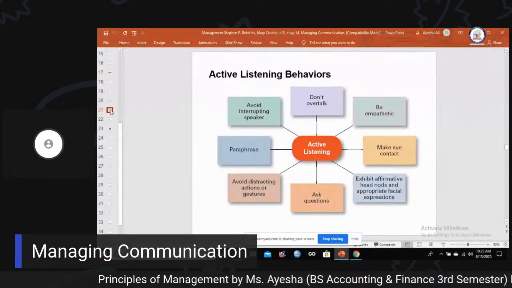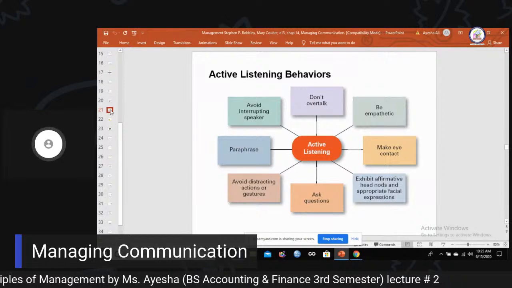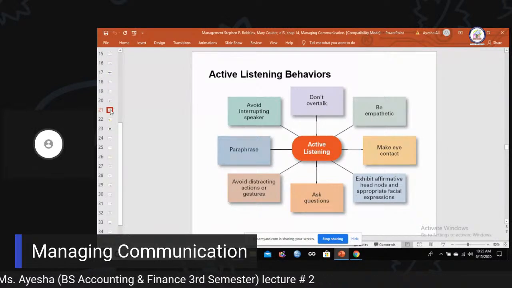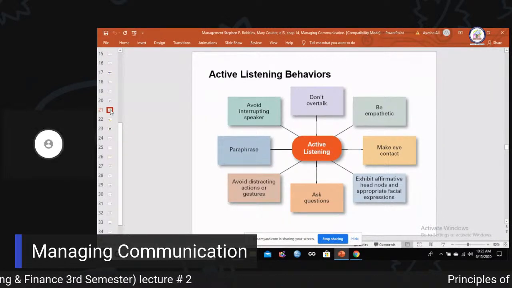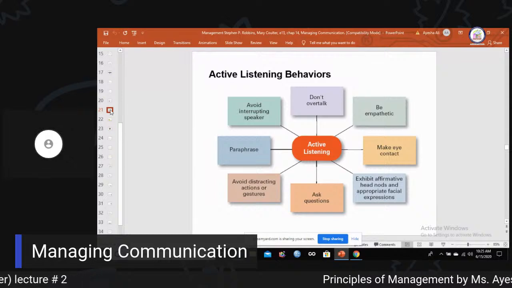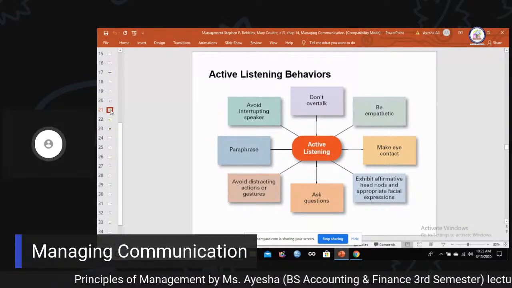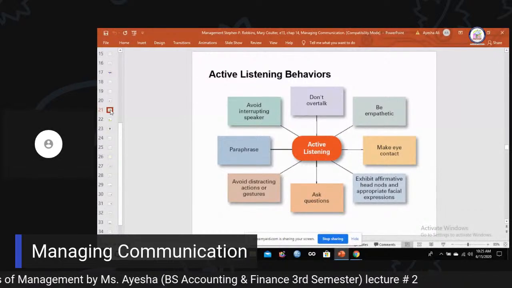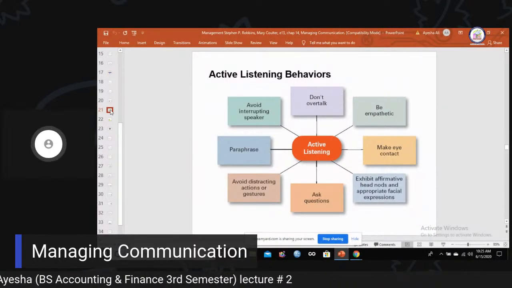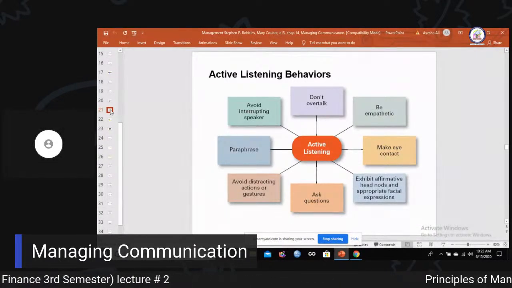So it's so important. Paraphrase. After completing one paragraph or one phrase, we can paraphrase it. We can repeat it: you mean this by this sentence. So it also clears all the confusion and misunderstanding.